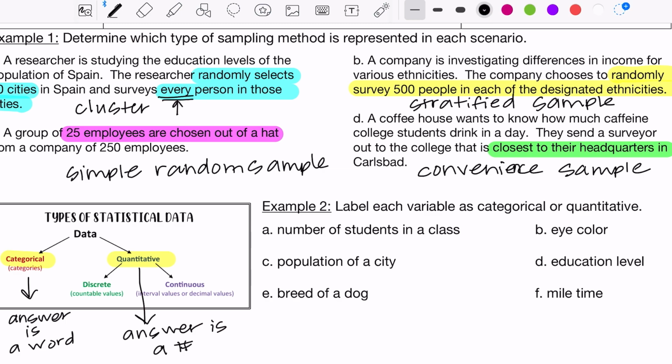So when we get to this, it says label each as either categorical or quantitative. Number of students in a class. That's a number, so that's quantitative. Population of a city, quantitative. What kind of dog do you have? German Shepherd, that's a word, categorical. Eye color, categorical. Education level, do you have a high school diploma? Do you have a GED? Do you have a college diploma? That's categorical. Your mile time, how fast do you run? 7 minutes and 32 seconds. That answer is a number, so that's quantitative.